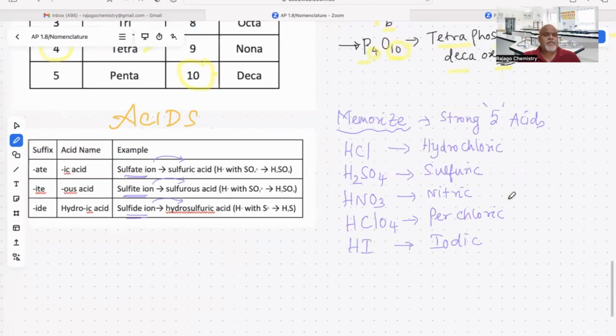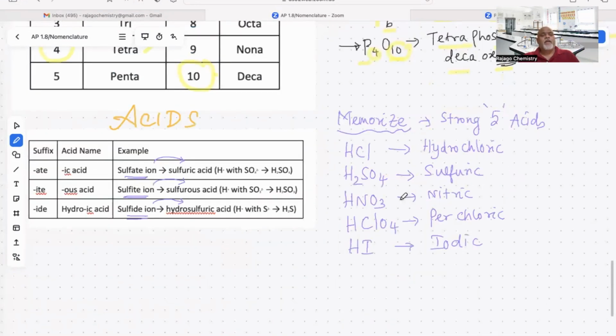But when you look at acids, it is the same thing. It comes from the anion. If you use a sulfate, you have to name it as -ic acid, sulfuric acid. If it uses sulfite ion, it is sulfurous acid. This also gets a little bit more complicated with all the acids. But I would suggest that you memorize these 5 strong acids for AP. HCl is hydrochloric acid, H2SO4 is sulfuric, HNO3 is nitric, HClO4 is perchloric, HI is hydroiodic acid.